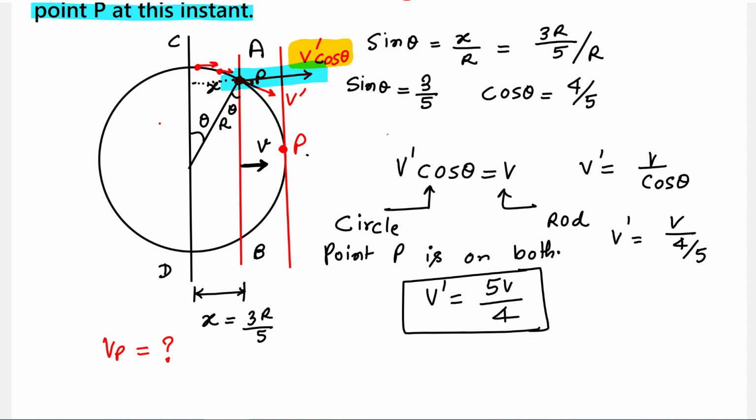And also plot the velocity of point P as a function of theta. So there are two questions. One, find the velocity of point P when the rod just touches the circle, and two, find the velocity as a function of theta. This means how the velocity of point P changes with changing theta, where theta is this angle.